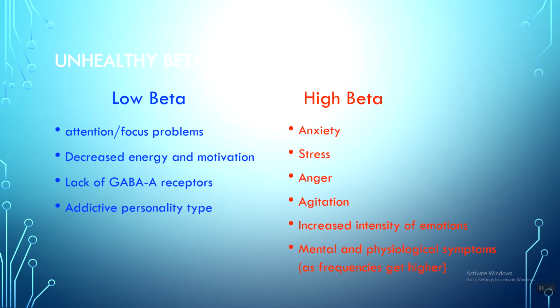Beta is the realm of thought, beta is the realm of the ego, but ego in a pejorative sense. So beta is where neuroses live, right? Stress, anxiety, worry, fear, dread, doubt, agitation, increased intensity of emotions.